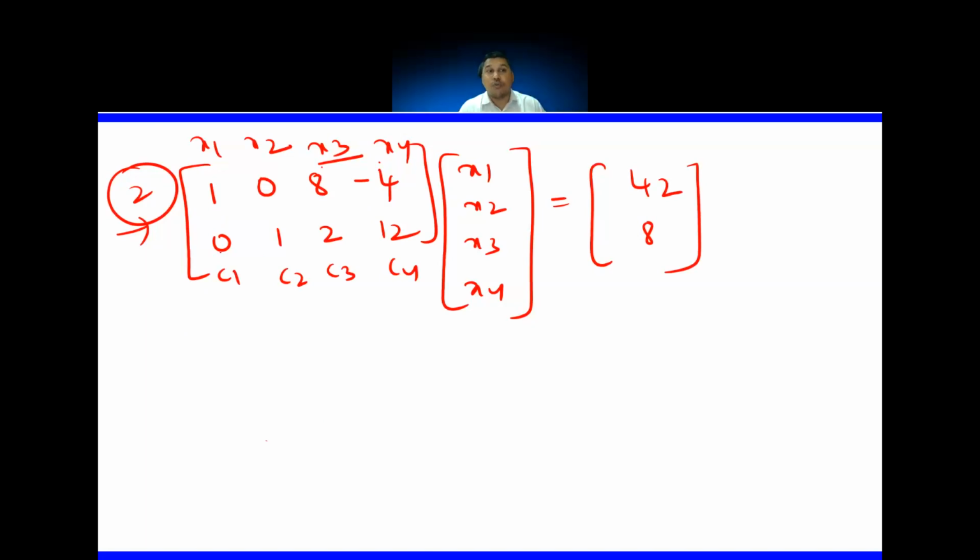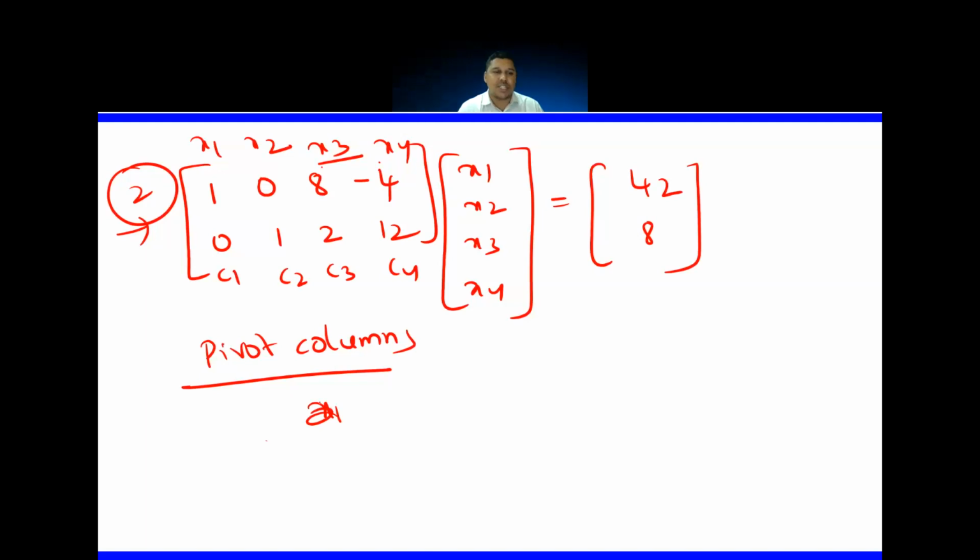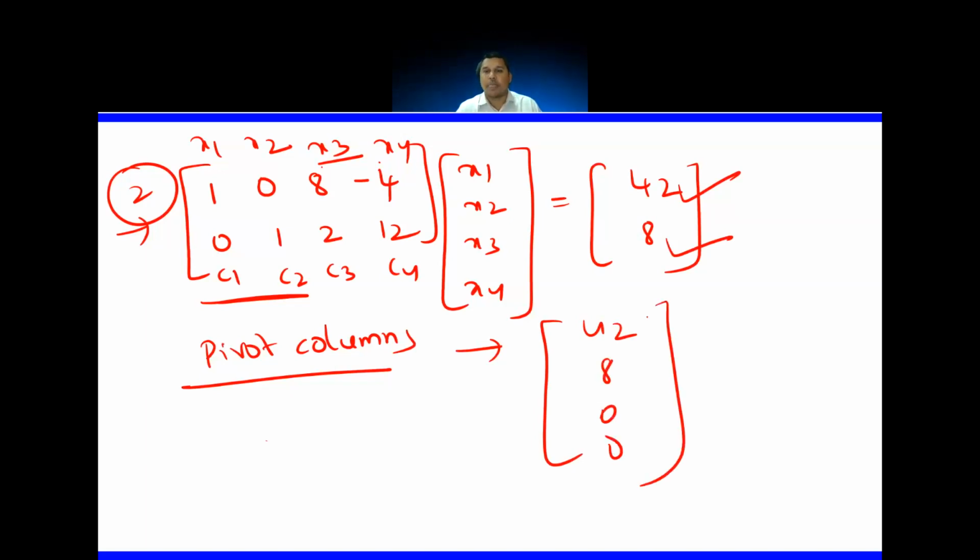It's already converted. So which columns are pivot columns? C1 and C2 are pivot columns. Using those, you can simply give the solution as 42 800. Why have I considered these two? Because those two are the pivots. Suppose we had 6 here, 6 would also come here. The remaining will be 2 zeros, because these two are not pivot columns.